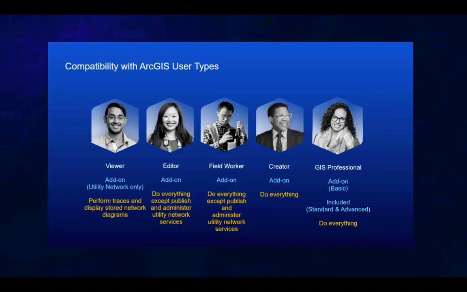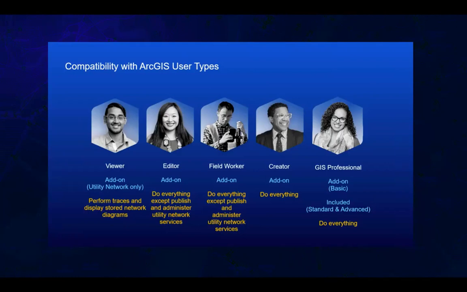If you're an editor and you add on the license, now you can do everything except publish and administer utility network services. If you're a field worker, you can do everything similar to the editor. You can do everything except publish and administer utility network. And then if you're a creator with the add-on or GIS professional with the add-on, you can do everything.